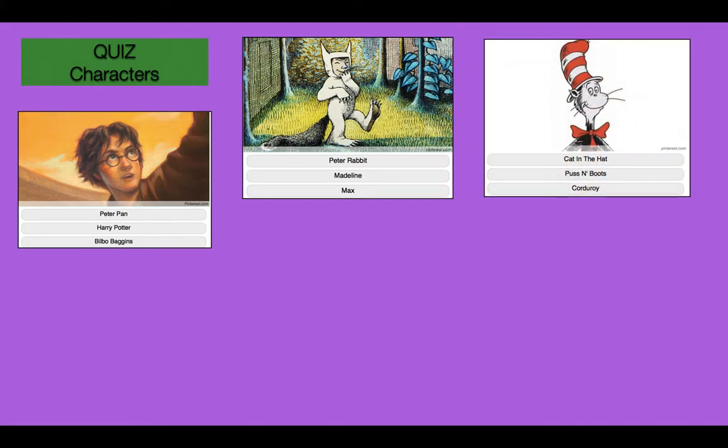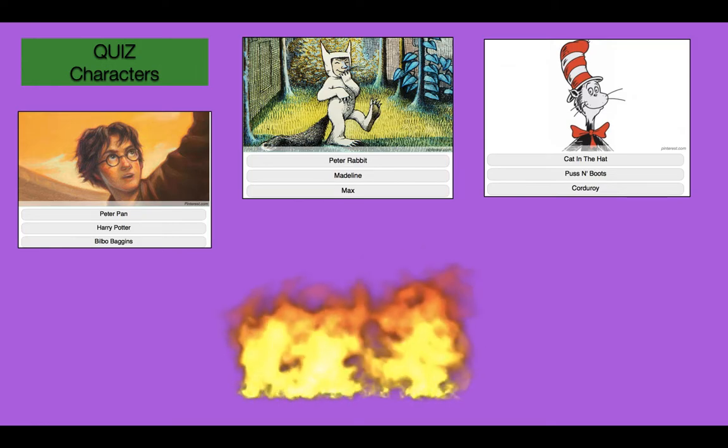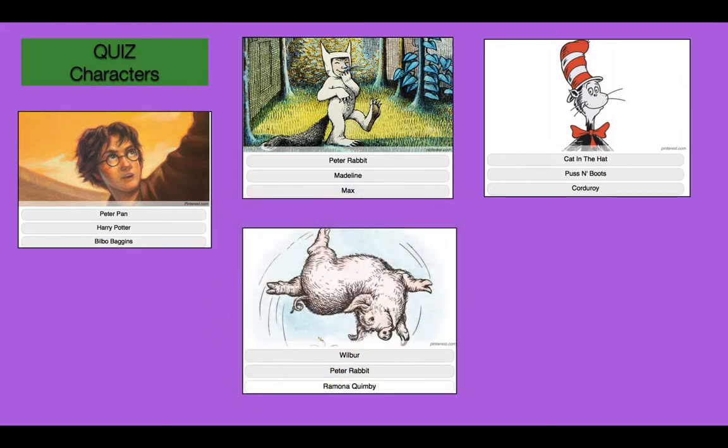Who is this character? Is it number 1, Cat in the Hat, number 2, Puss in Boots, or number 3, Corduroy? Some of you should be able to remember these from the past. And who is this animal character? Is it number 1, Wilbur, number 2, Peter Rabbit, or number 3, Ramona Quimby?